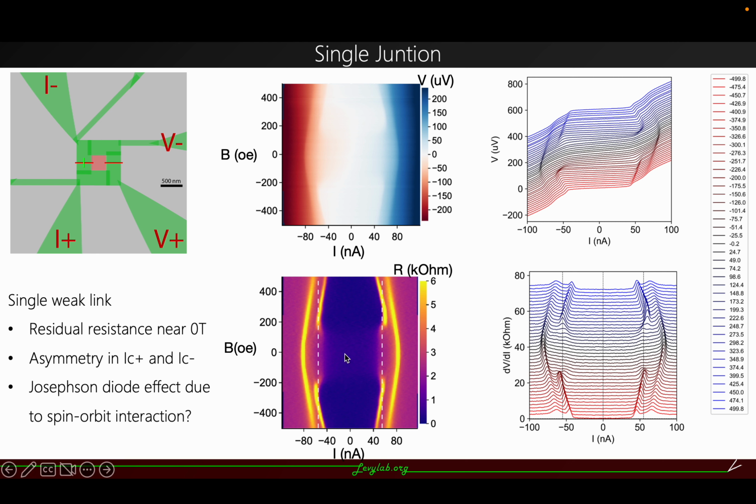The other thing you may notice is that at 0 Tesla there's a more obvious residual resistance. This can come from something very interesting, such as p-wave superconductivity, but we are not sure yet. This may also come from some magnetic impurities, which will also cause this obvious residual resistance near 0 Tesla.